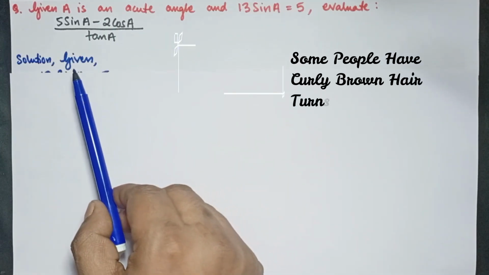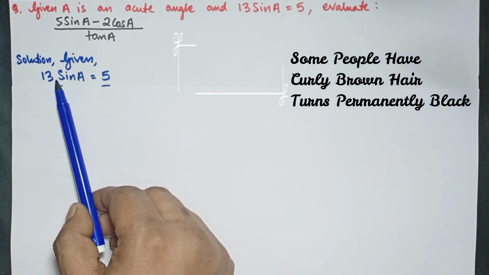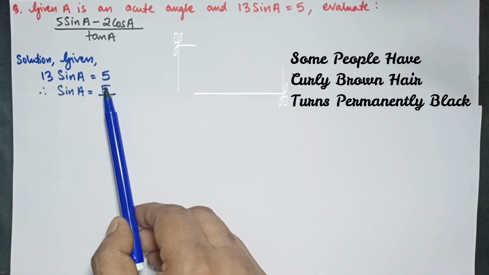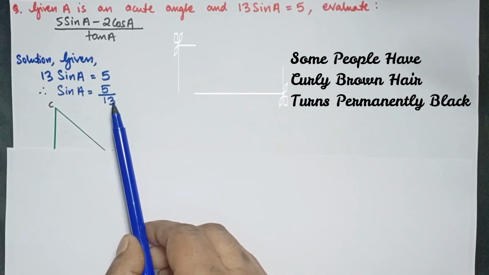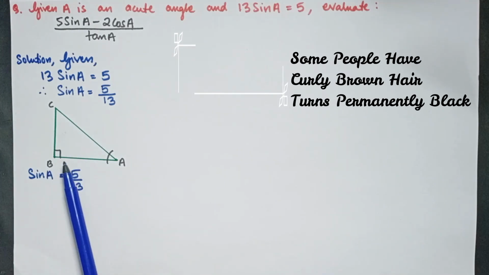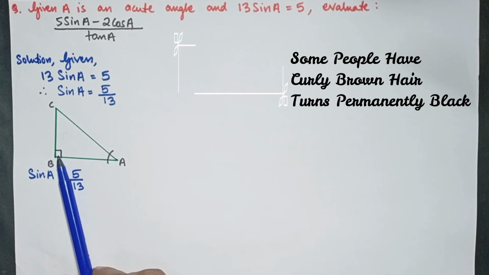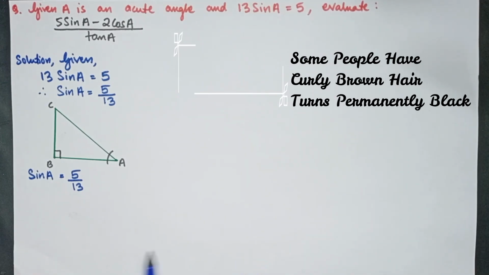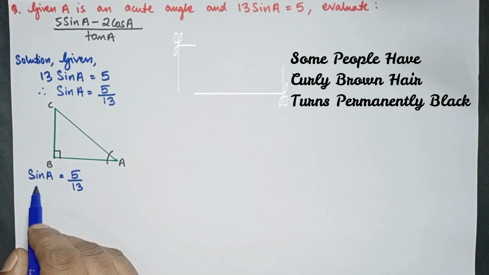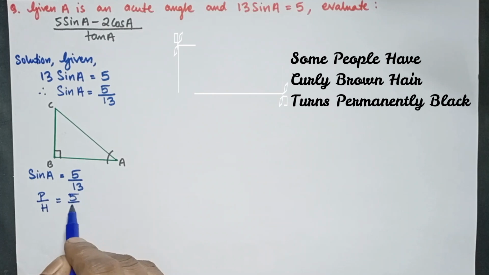What is given is 13 sine a equals 5. This 13 is in multiplication, so when it goes to that side, it will be divided. So sine a equals 5 by 13, I got. As you know, trigonometry is all about the right angle triangle. So we have ABC, right angle at B. This type of sum we have just done here. So how can we do it? The formula for sine a, equals 5 by 13.